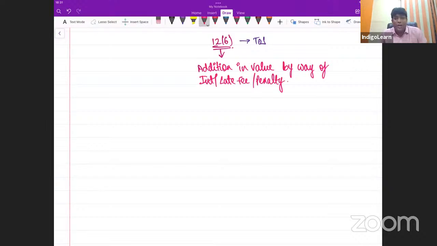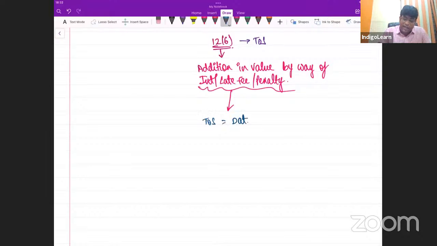If you remember, we discussed this concept in value of supply, where we discussed section 15.2d. 15.2 was inclusions to transaction value, 15.3 exclusions from transaction value. And in inclusions, we discussed section 15.2d, where we spoke about any interest, late fees, penalty. Any interest, late fees, penalty charged by a supplier from the recipient shall be included in the value of supply. And for that interest, late fee, penalty, what will be the time of supply?